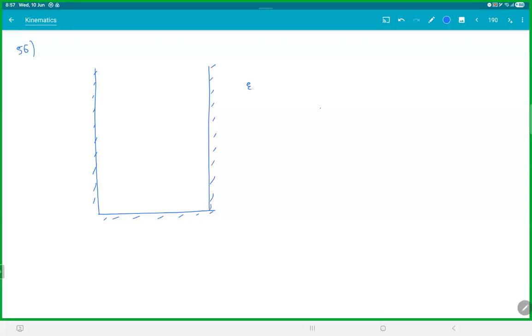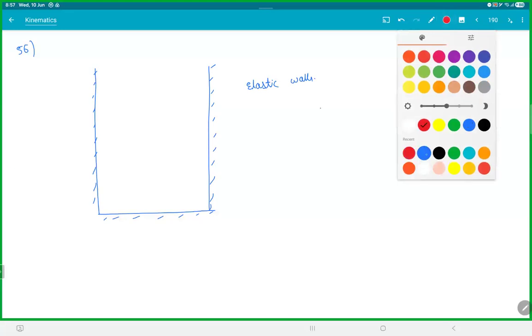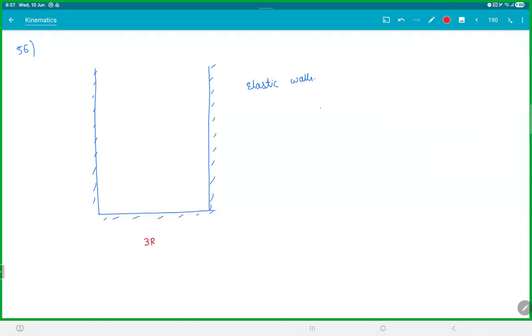Both are elastic walls. The distance between them is 3R by 13, where R is the range. Now you projected the particle with u and theta from this corner. Let's call this corner A and let's call this corner B.